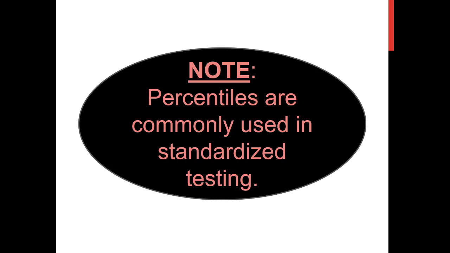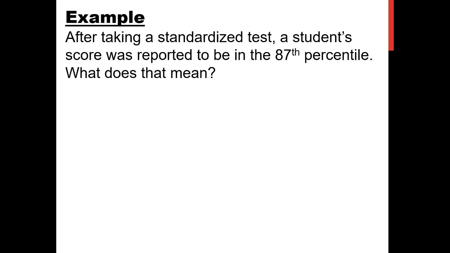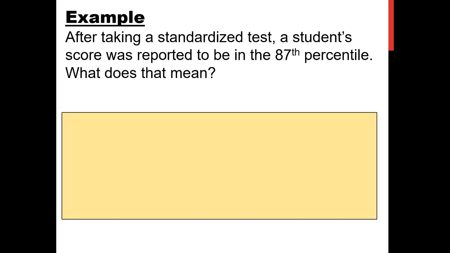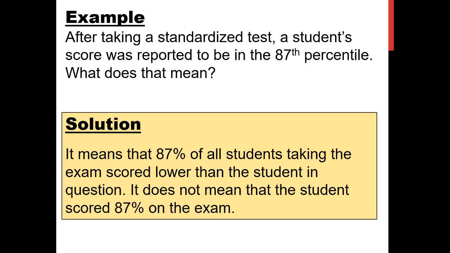So let's talk about percentiles, because people have a misconception about what percentiles really mean. Here's an example. After taking a standardized test, a student's score was reported to be in the 87th percentile. What does that mean? Well, a lot of people think that means they got 87% on the test. It doesn't mean that at all. It means that 87% of all students taking the exam scored lower than the student in question. It doesn't mean that the student scored 87% on the exam.